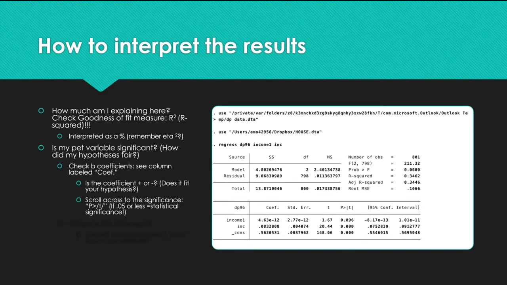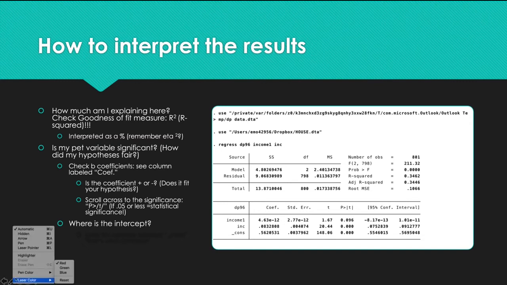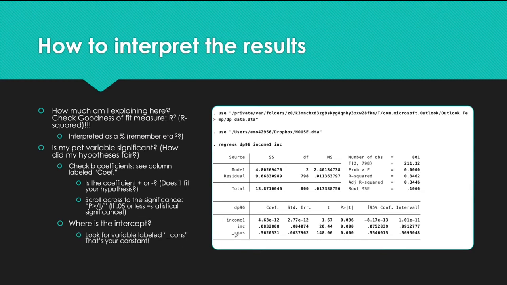Next, you want to scroll across to the significance. So you're going to see a couple different columns. The first column is coefficient, second column standard error. There's a third column there. Just past that third column, that fourth column is your level of statistical significance. As a rule of thumb, if your p-value is less than 0.05, then you have statistical significance. That's how you read that column right there. The final thing you might want to look at is what is the intercept term for this regression line. In this case, we're going to look for the variable labeled underscore cons, which is short for constant.